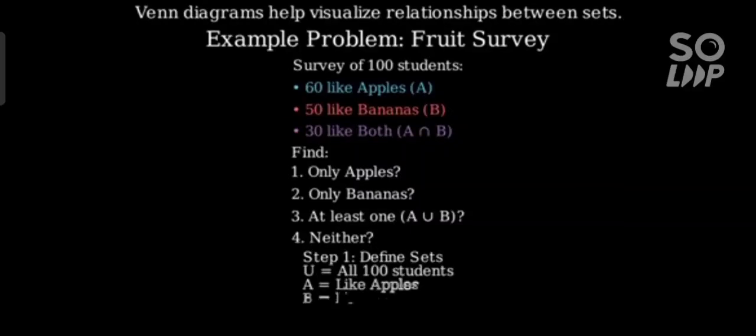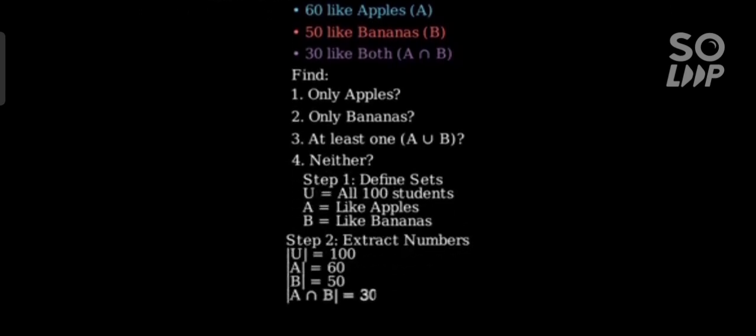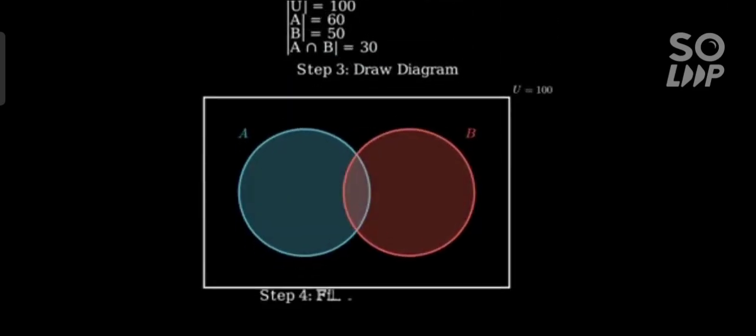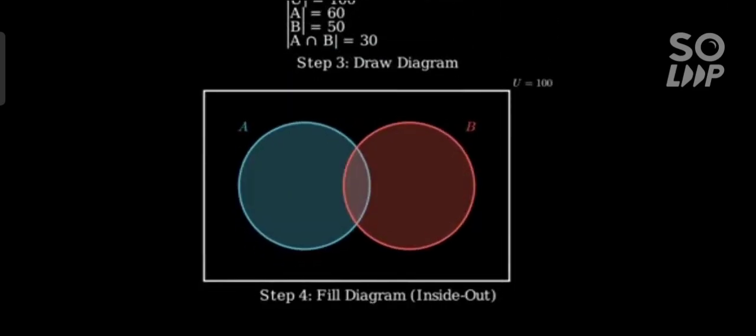Step 1. Define sets. A is the set of students who like apples, B is the set for bananas. The universal set, U, has 100 students. Step 2, extract numbers. We have |U| = 100, |A| = 60, |B| = 50, and |A ∩ B| = 30. Step 3, draw the diagram. Step 4, fill the diagram. Always start from the innermost region, the intersection. We know 30 students like both, so we'll put 30 in the overlap.